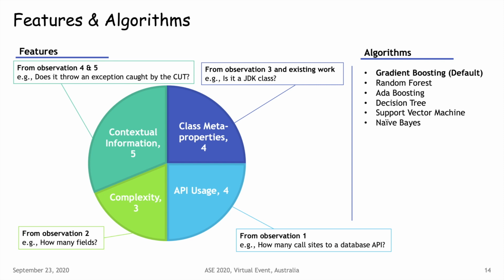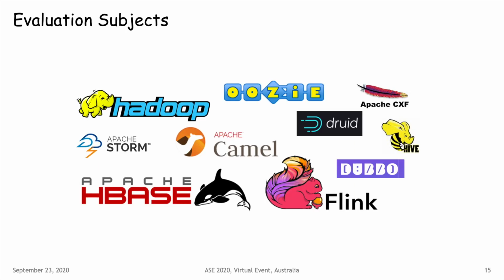Based on these features, we tried these algorithms and we found that gradient boosting was the best. Therefore, we used it as the default classifier in our evaluation. For evaluation, we selected 10 large-scale popular open-source projects. They are used for data processing, message routing, web service, and so on.